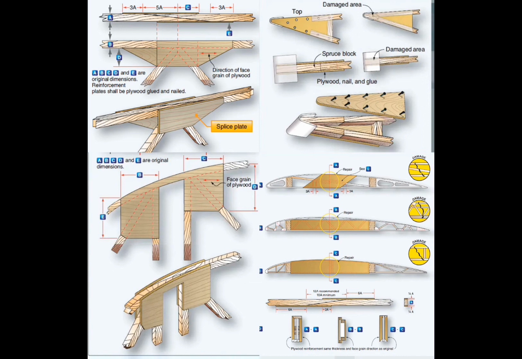What are three forms of wood? Solid, ply, and laminate. What are two forms of wood that are acceptable for the repair of a wooden aircraft? Skin, plywood, and laminated.